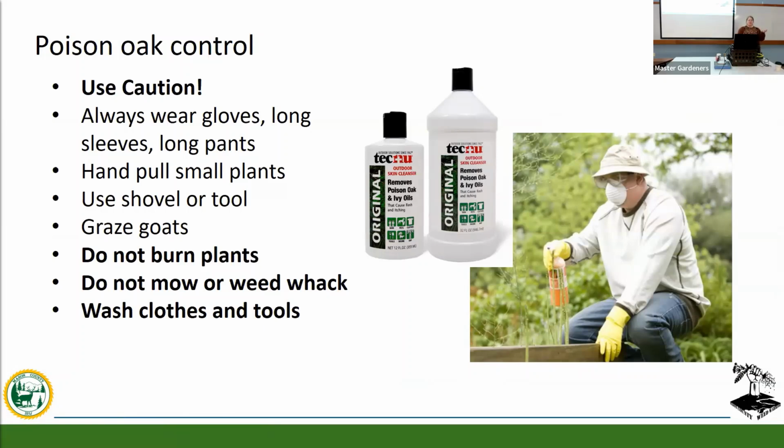You can hand pull small plants with gloves, of course, or use a shovel or tool to dig up larger plants. Goats can graze on poison oak, I learned, but sheep cannot. So maybe goats could be an option for a control method. Do not burn the plants, and you do not weed whack the plants because that can impact people if they are exposed through the vapors from burning, or if you mow, sometimes a releasing of the vapors can impact sensitive people. And then wash your clothes, tools, and equipment after you're working with poison oak.